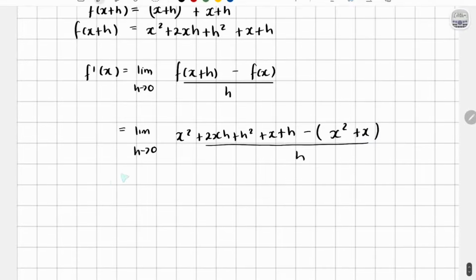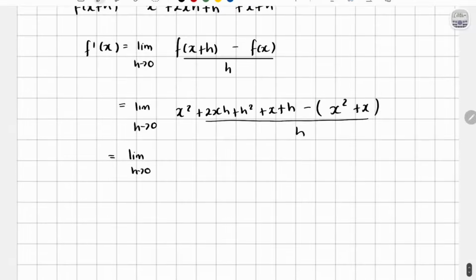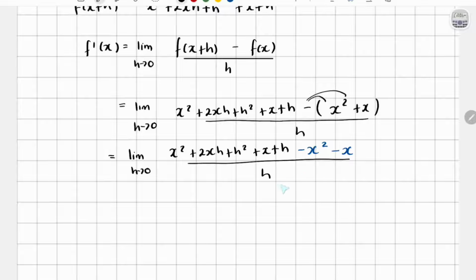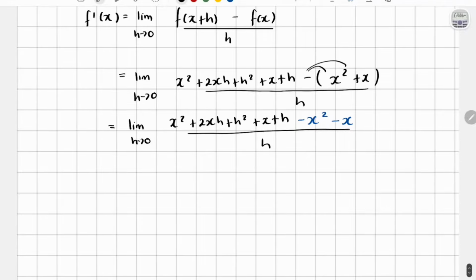And this is equal to the limit as h tends towards 0. We have to keep writing that until we substitute, and we're going to multiply that in. Okay, so everything here is going to stay exactly the same. And then when this one multiplies in, we just get negative x squared minus x. And all of this is over h. Now remember, you don't have to start searching for what's going to cancel. Whatever you are subtracting by is going to be what cancels. So I have a negative x squared, so there must be a positive x squared that cancels with that. And then I have a negative x, so there must be a positive x that cancels with that.